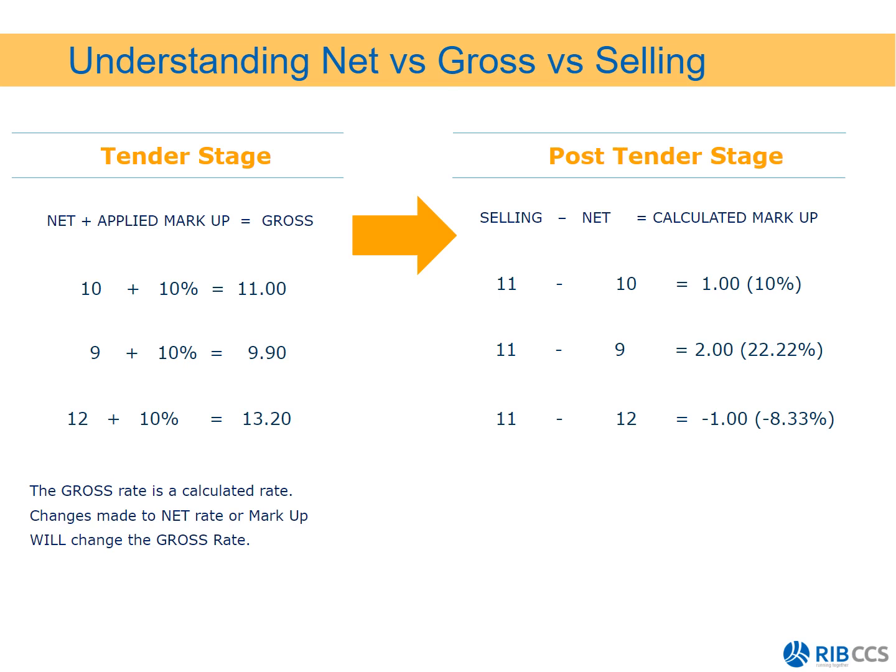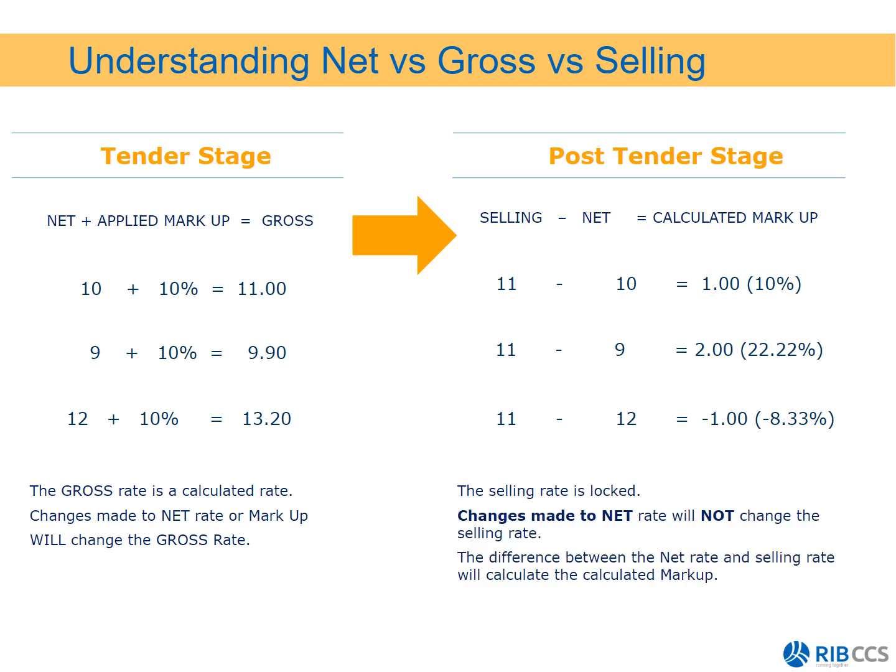However, in construction, this could also happen where the site team tells you that there's no way we can do it at the allowed rate. It's going to cost us 12 per square to do, and therefore 11, which is your contractual rate that can't change, minus 12 gives you -1, and that means then you are losing money. Now, the selling rate is locked. Any changes made to the net rate will not change the selling rate, and then the difference between the net rate and the selling rate will be your calculated markup.